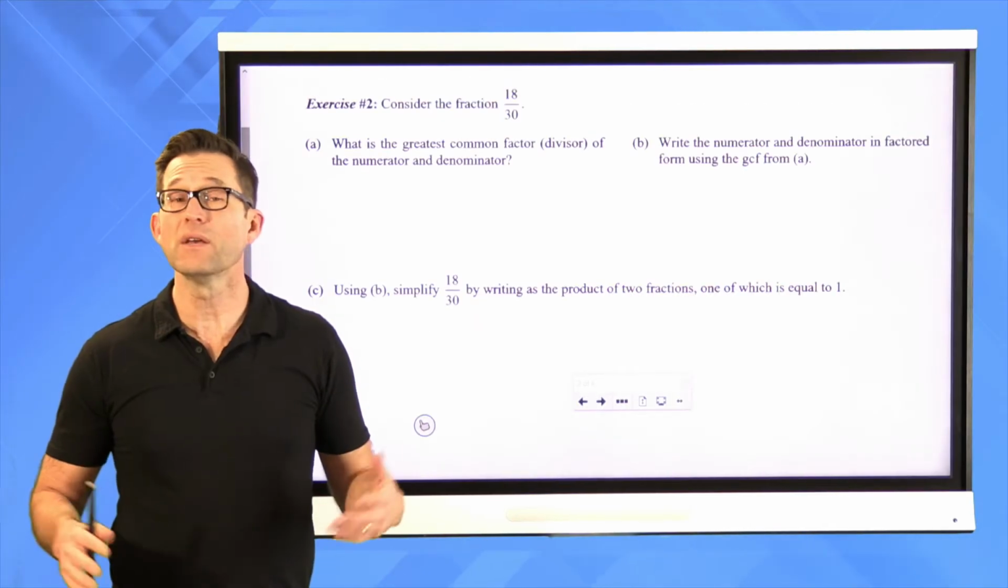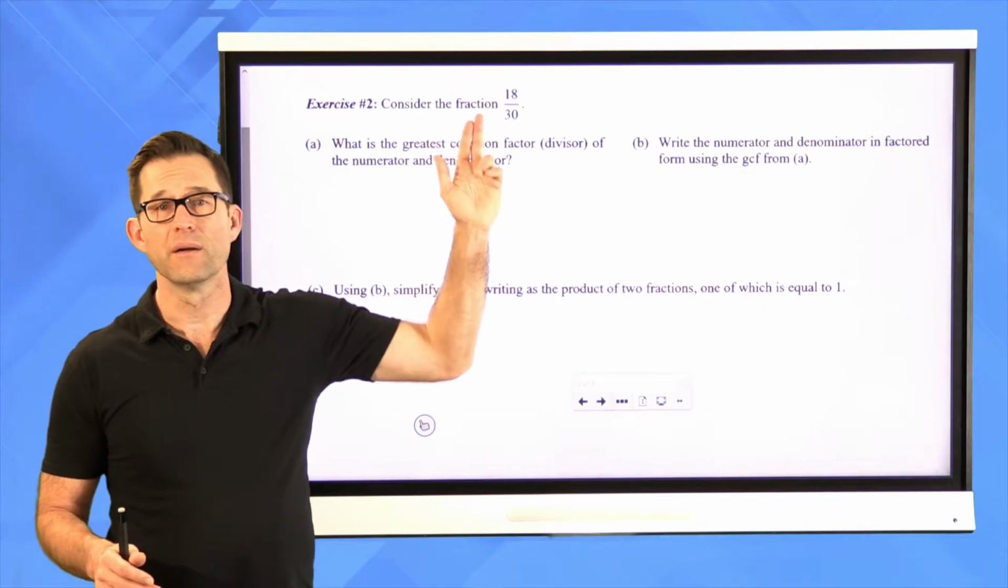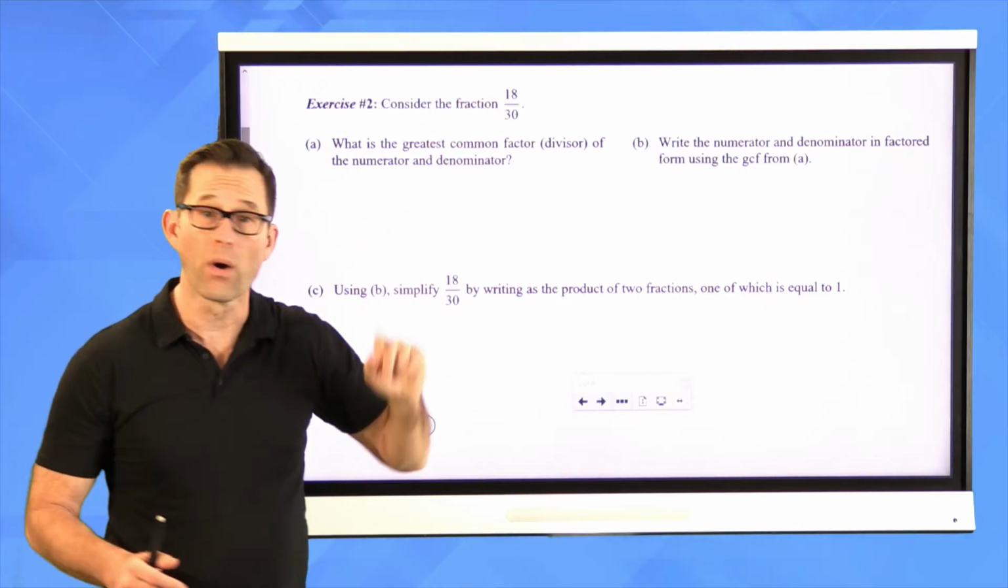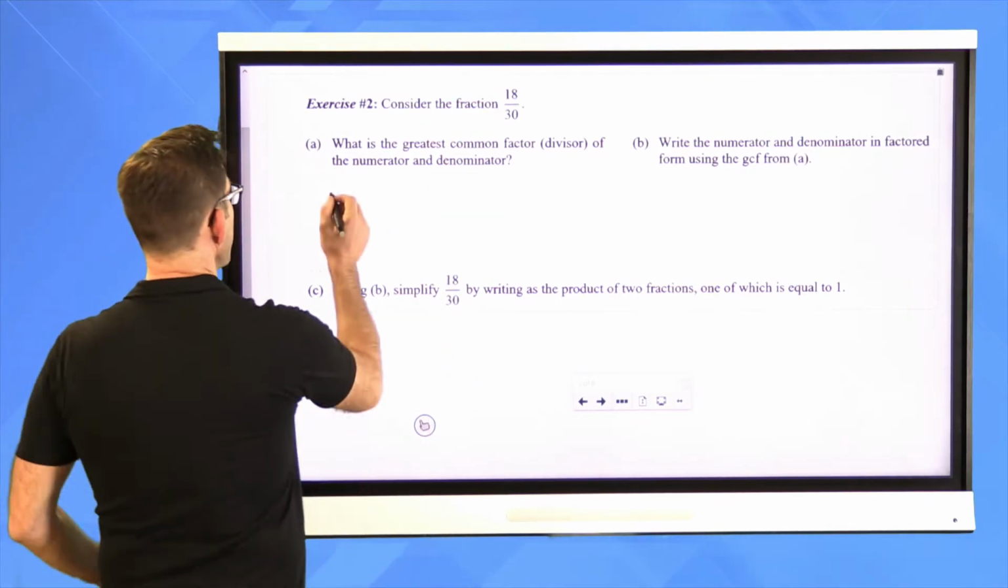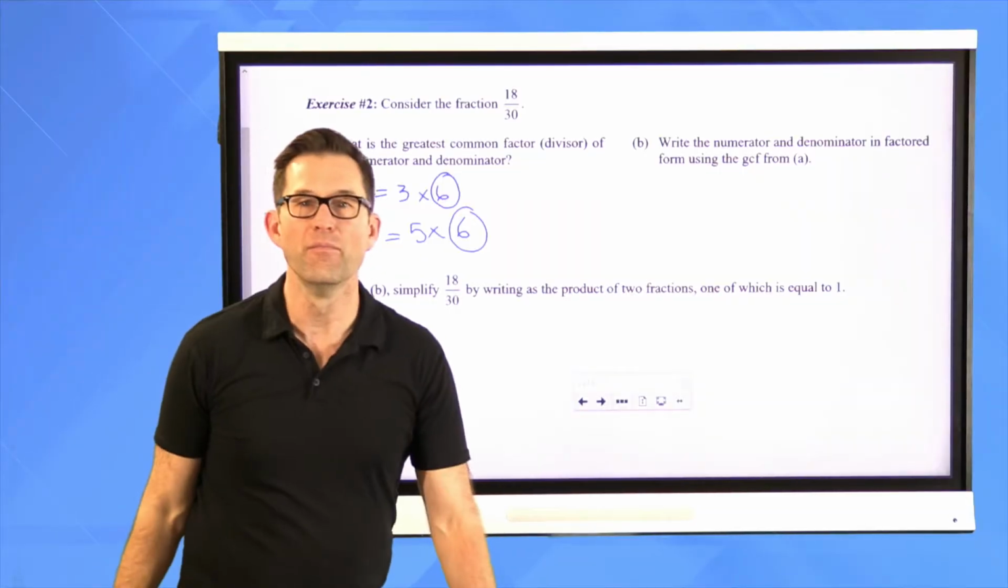All right, well, it's equal to 6, and you can either think of it as what is the largest number that divides into both 18 and 30, or you could think about it this way, right? Whoops. 18 is equal to 5 times 6. Oh, that's not true. 18 is equal to 3 times 6, and 30 is equal to 5 times 6, right? This is the largest common factor of both of those.